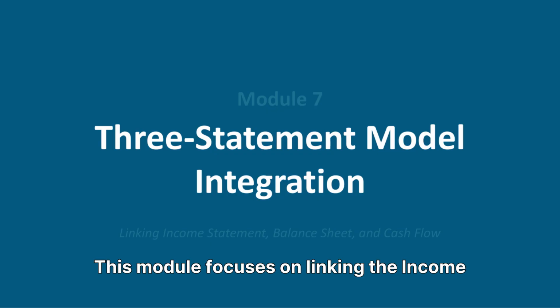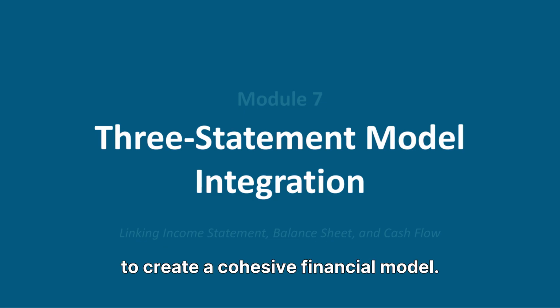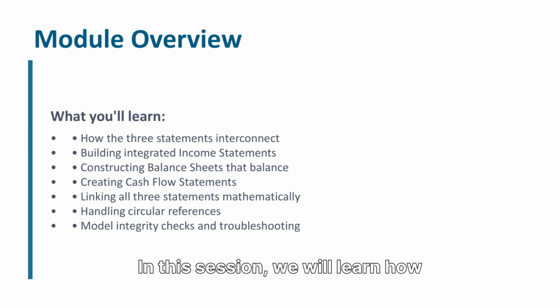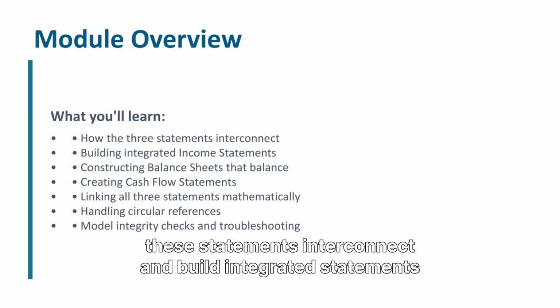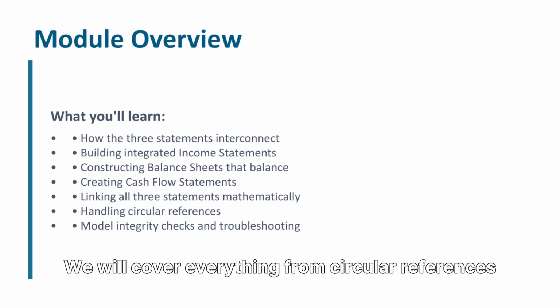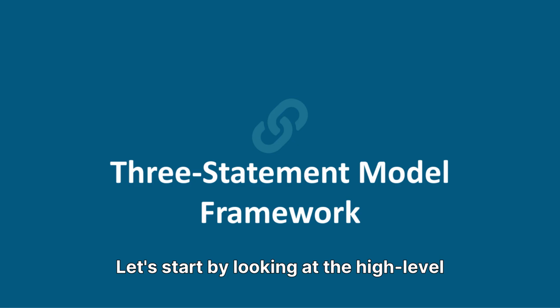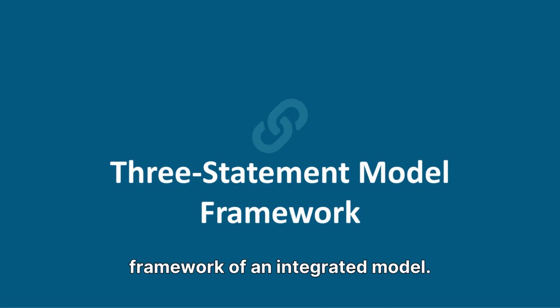This module focuses on linking the income statement, balance sheet, and cash flow statement to create a cohesive financial model. In this session, we will learn how these statements interconnect and build integrated statements from the ground up. We will cover everything from circular references to model integrity checks and troubleshooting techniques. Let's start by looking at the high-level framework of an integrated model.